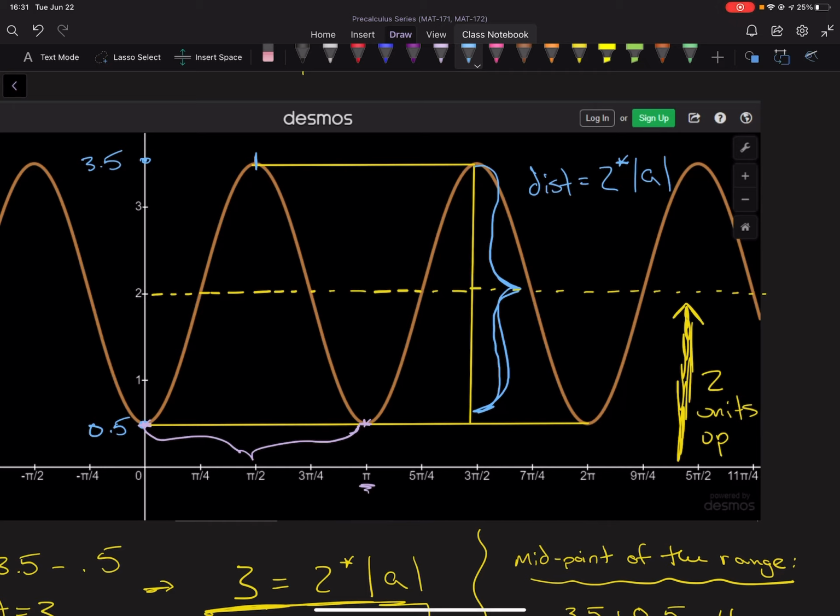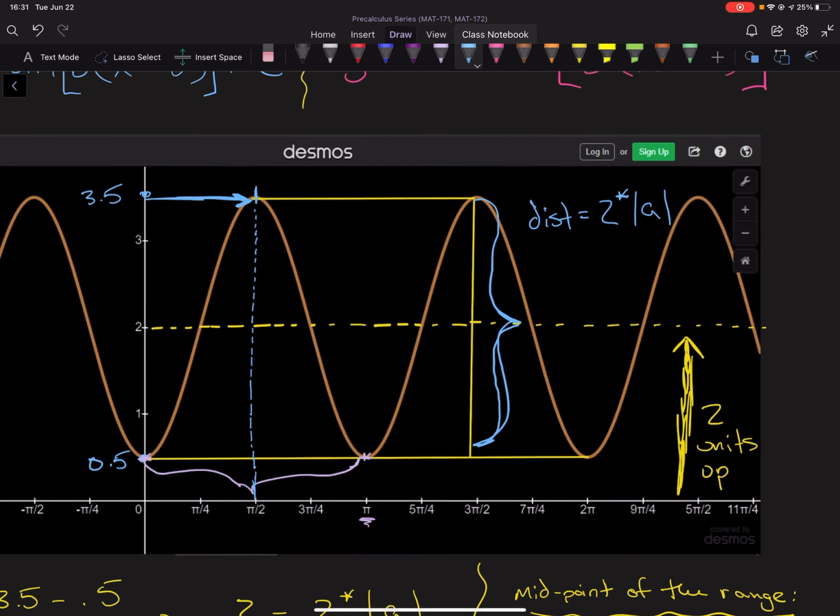So what is that distance where cosine has been shifted? If I draw a dotted line downward, I would see that this function, if we're thinking about cosine, has been shifted pi over 2 units right.